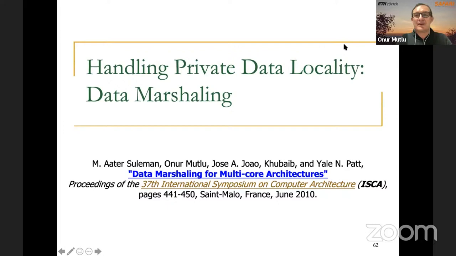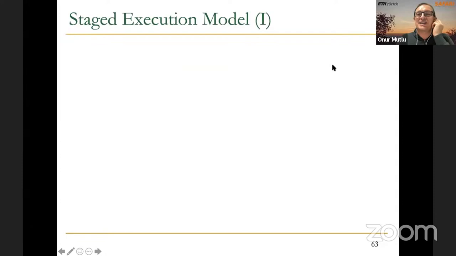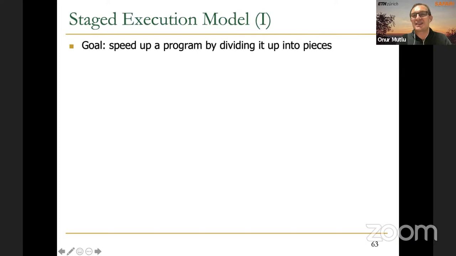Okay, so I'm going to give you another perspective of what we have talked about and what parallelization is about. And I think it's going to be a different perspective because this is really important, I think, for fine-grained parallelization. And I'm going to think about parallelization as staged execution. And the goal in this is to speed up a program by dividing it up into pieces. And the idea is very simple.